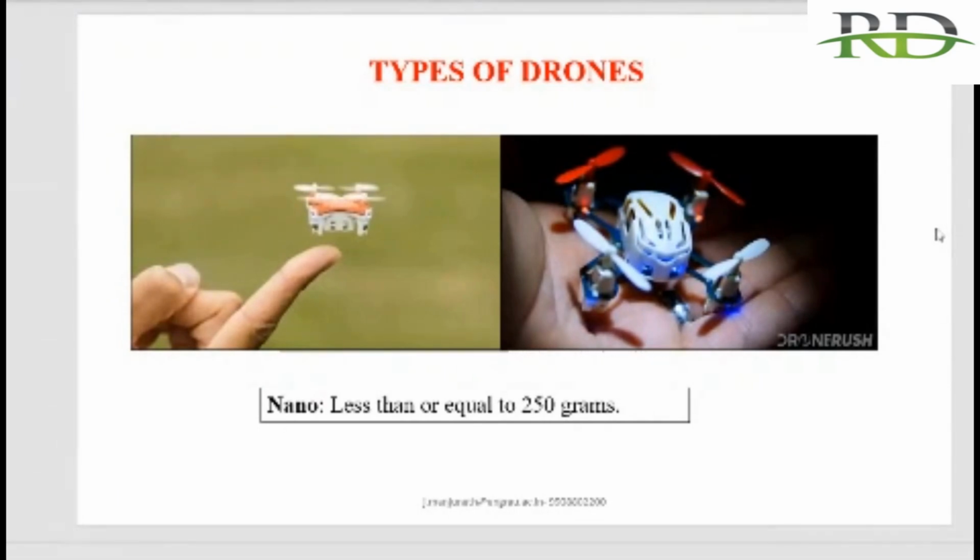There is no need to take permission from DGCA, and no need for a unique number. Every drone in India now has a unique identification number, called the UIN, which should be registered on the DGCA platform. Only then can we fly it. For this nano drone, we don't require a UIN and also no permission from the DGCA.